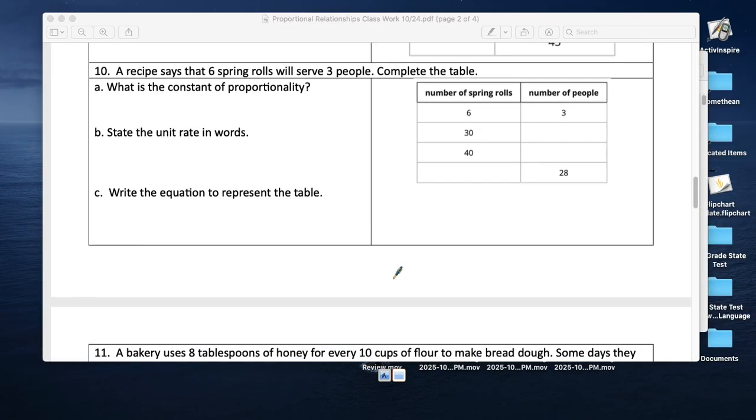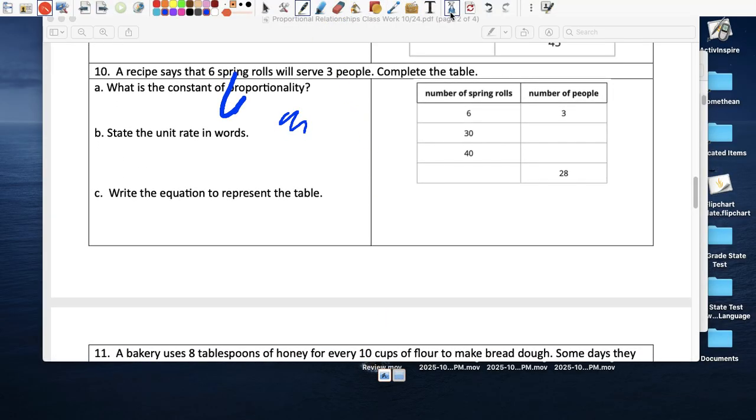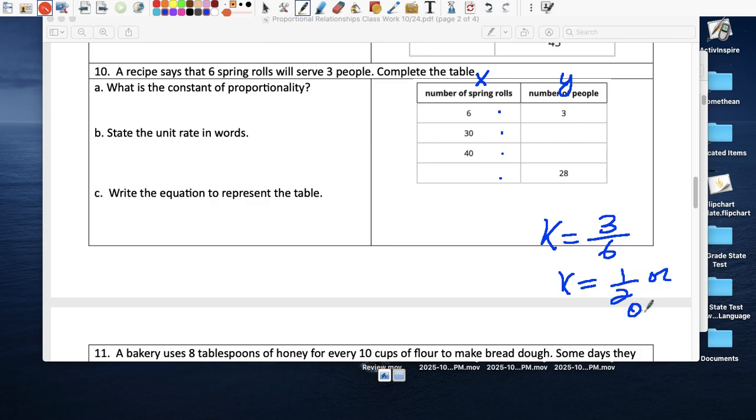10. Same thing. Find the constant of proportionality. Well, let's take x and y. So x times something gives me y. Let's find that something. I'm going to use that something over and over again, but we have to find the ratio between y and x. So if I have 6 spring rolls, I can feed 3 people. So the constant of proportionality is going to be the y value over x. So 3 over 6. K equals a half, or if you want to write it 0.5, that's okay.